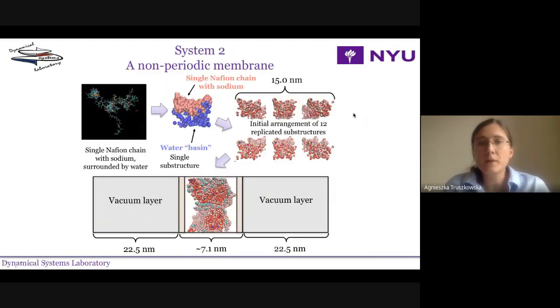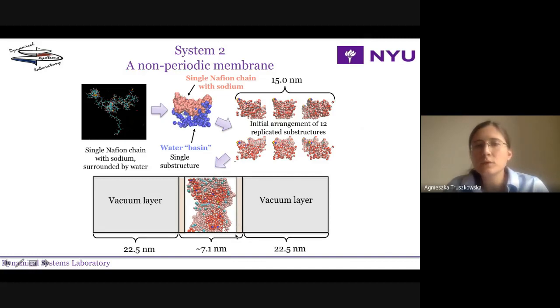So we perform a similar analysis in our second system. The second system is again not periodic in the electric field direction, so we have to build it in a slightly different way. What we do is we take a single NAM chain surrounded by water molecules, and we then collect all the water molecules into something I refer to as a water basin. This gives us a substructure for replication. We then replicate the structure in LAMMPS 12 times to get 12 chains.